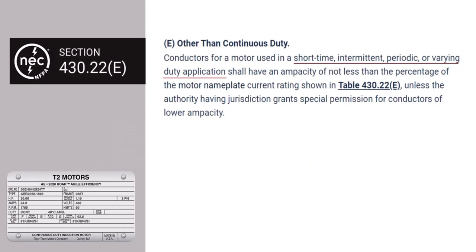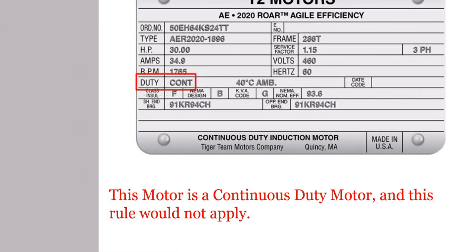Other than continuous duty, conductors for a motor used in a short time, intermittent, periodic, or varying duty application shall have an ampacity of not less than the percentage of the motor nameplate current rating shown in Table 430.22(E). There's the yeah but. So 430.22(E). This motor is a continuous duty motor, and this rule would not apply.